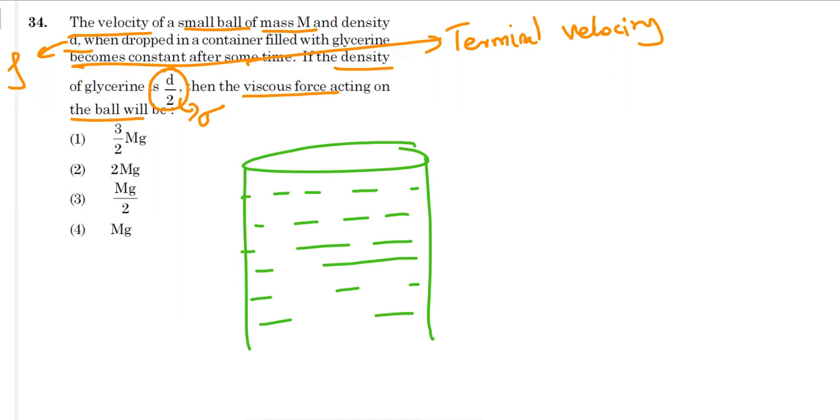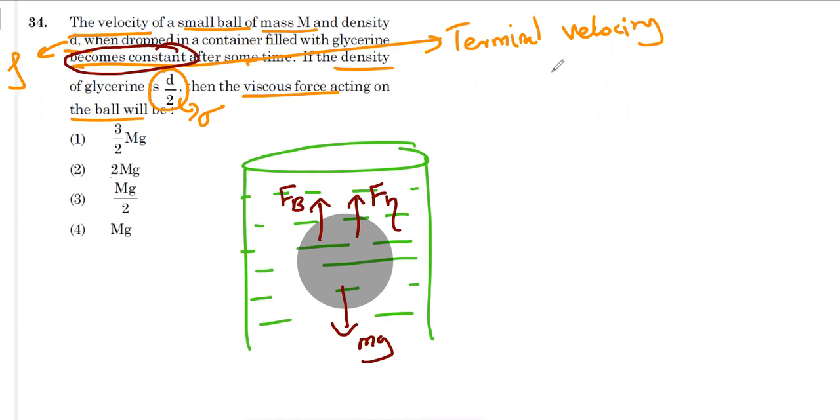So let's say you have a spherical object falling through it. Okay, so what are the forces acting on the spherical object? We have done this. Okay, downward mg acts, upward the buoyant force acts, and upward the viscous force acts. And if it's moving with the terminal velocity, constant velocity, it means that acceleration is 0. That's the key idea.